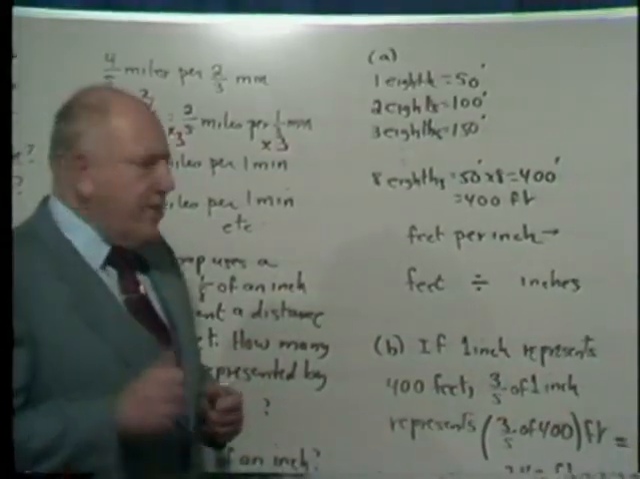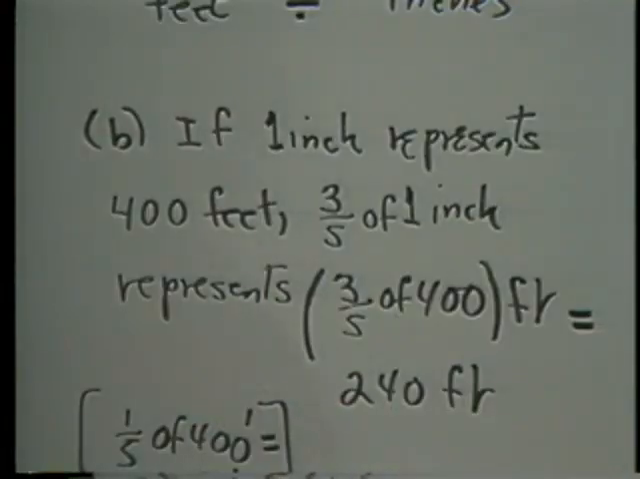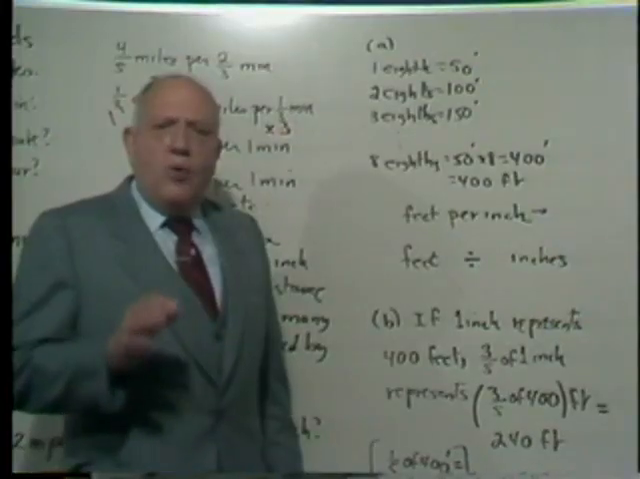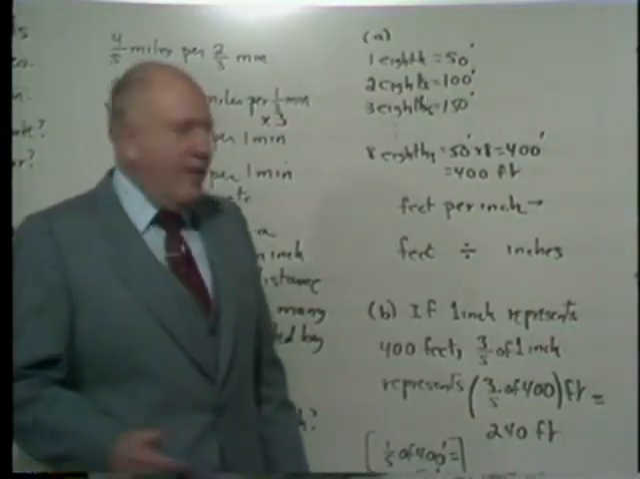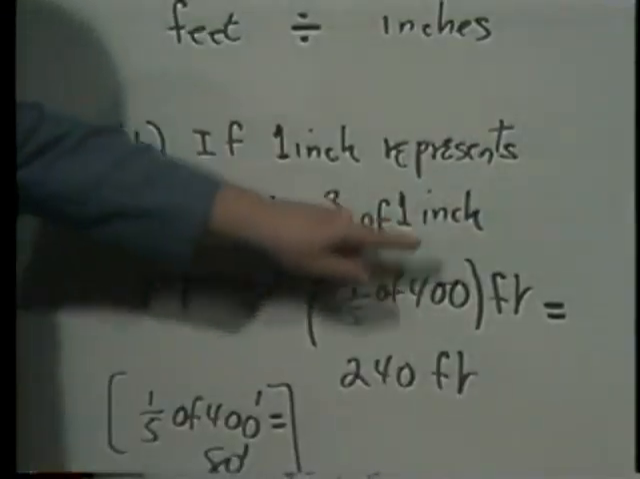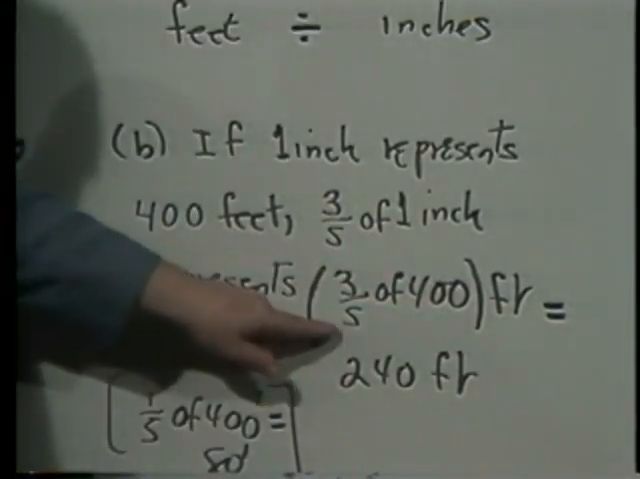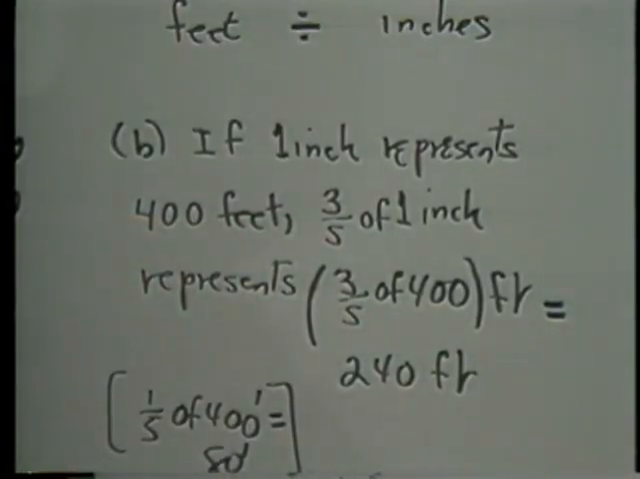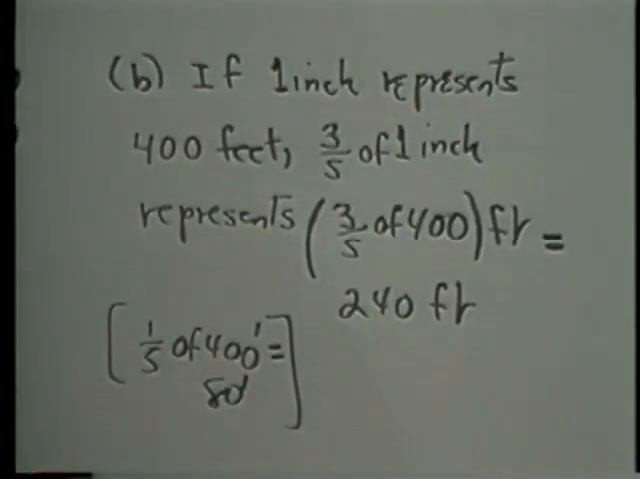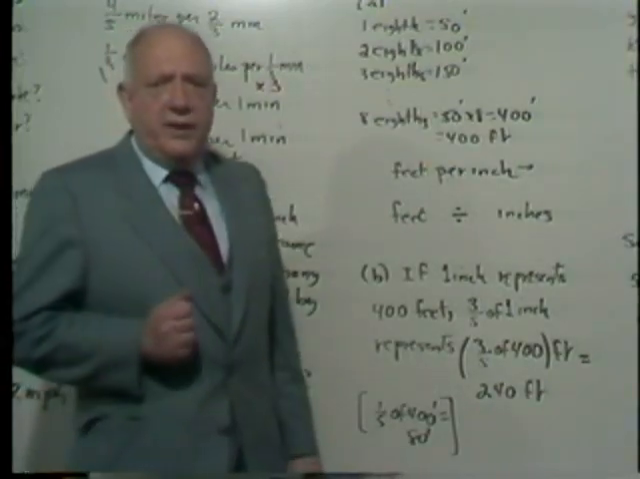Now, here's the trick. If 1 inch represents 400 feet, what's 3/5 of an inch? See, 3/5 of an inch means 3/5 of 1 inch. So whatever 1 inch represents, 3/5 of an inch represents what? 3/5 of whatever 1 inch represents. So to say I want 3/5 of an inch says I'm taking 3/5 of 400 feet. 1/5 of 400 feet is 80, so 3/5 would be 80 times 3, which would be 240 feet. In other words, 1/5 of 400 feet is 80 feet, right? So 3/5 would be 1/5 3 times. That would be 240 feet.